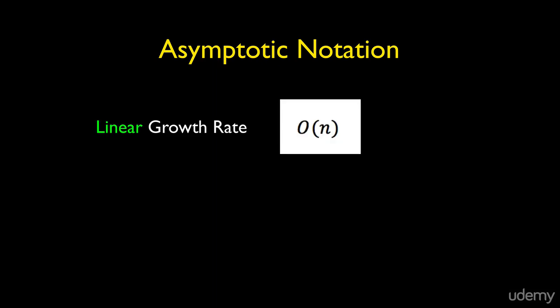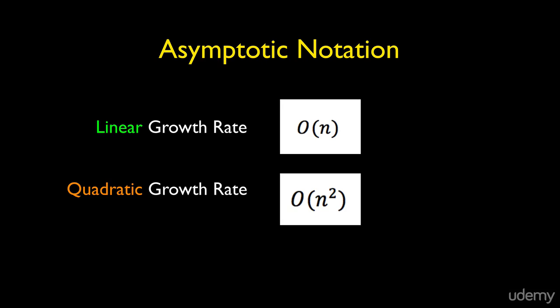When we talk about an algorithm that scales linearly, we write this. And this is pronounced big O of n. A quadratic growth rate algorithm would be written like this, big O of n squared. And n here is considered the input size, the number of elements that were given to this algorithm to process.